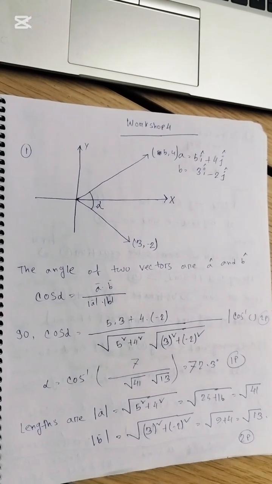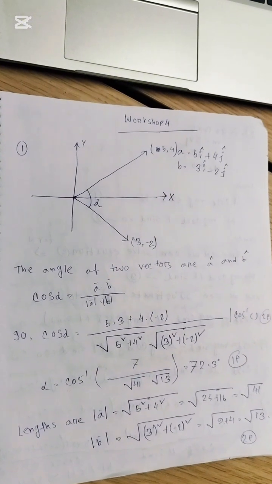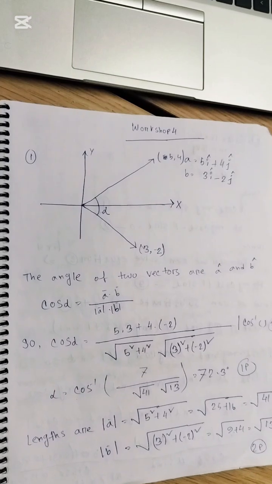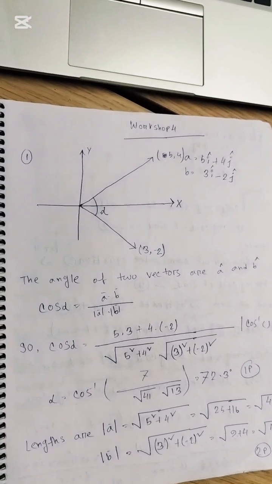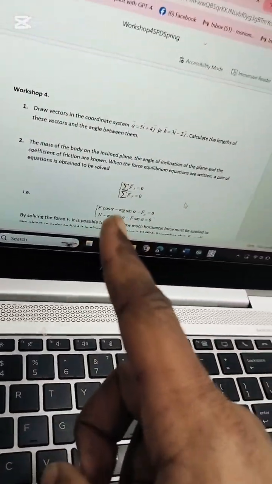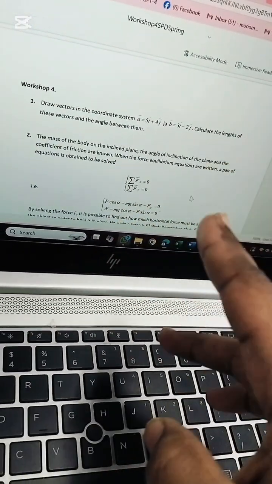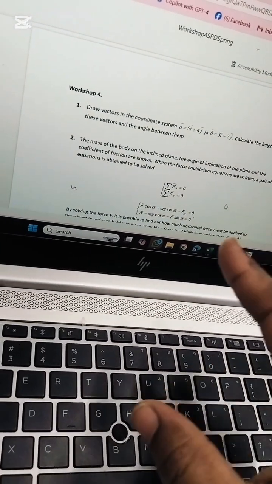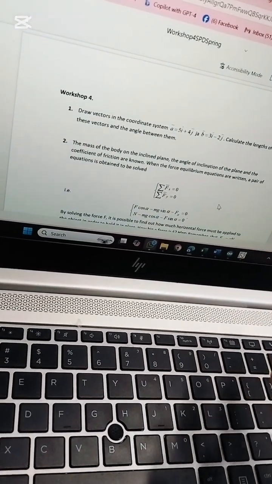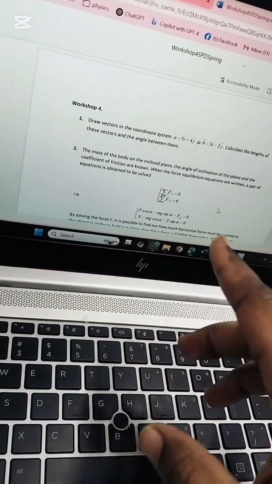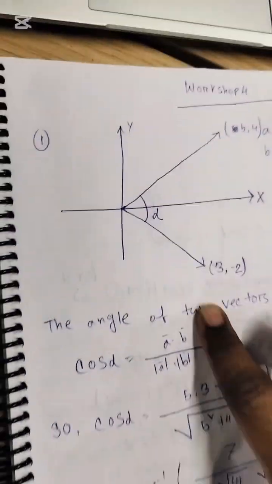So, today we are going to discuss metrics and vectors, and we are going to discuss the first sum. Here they are talking about drawing the vectors in the coordinate system. Here a and b are two vectors, 5i plus 4j and 3i minus 2j. We have to calculate the lengths of these vectors and the angle between them.